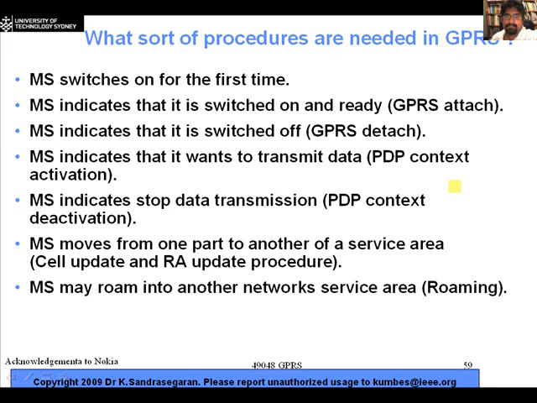And then the other thing that can also happen is a subscriber could roam into other networks. If you look at a packet switch subscriber, what are the different situations that the network has to cater for? These are the main things that a subscriber can do, and the network has to have well-defined procedures for each one of these things.